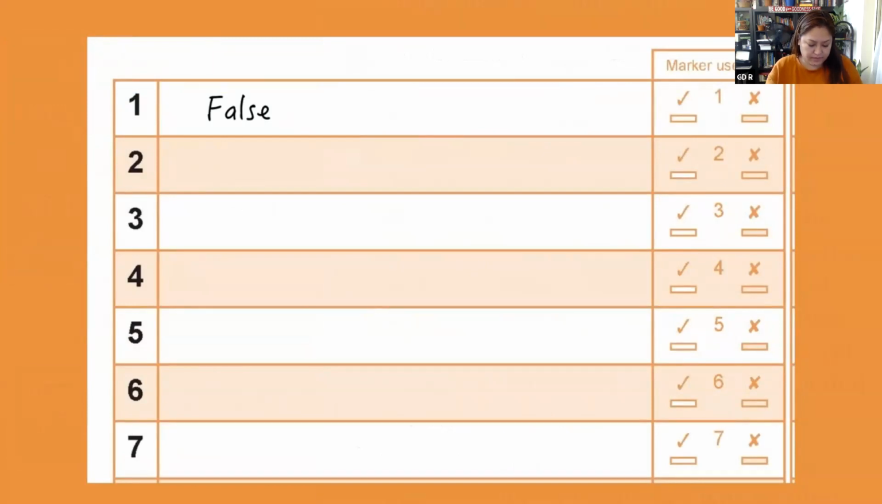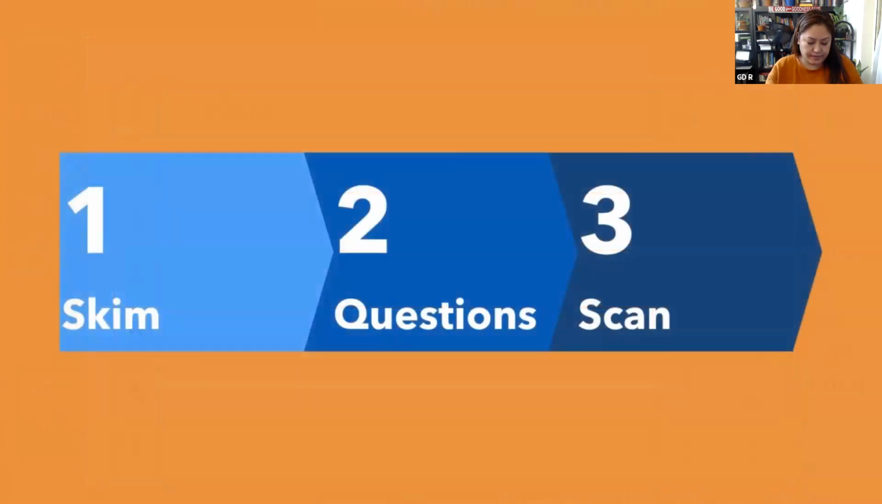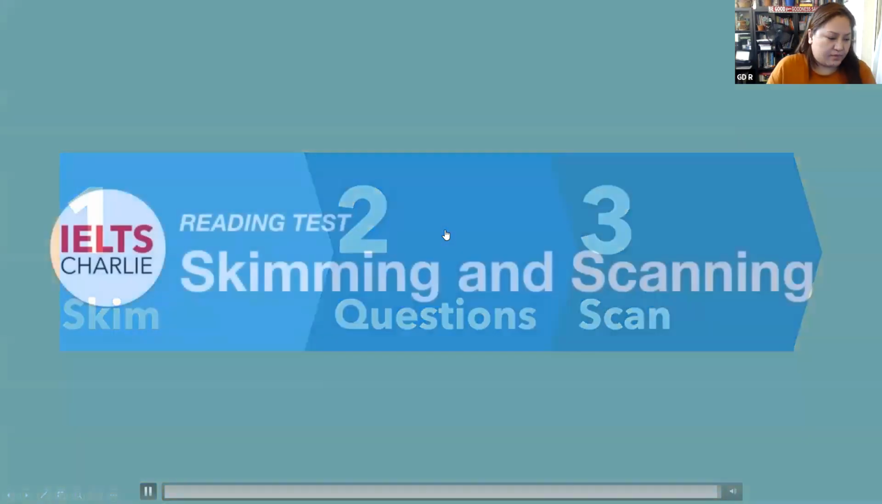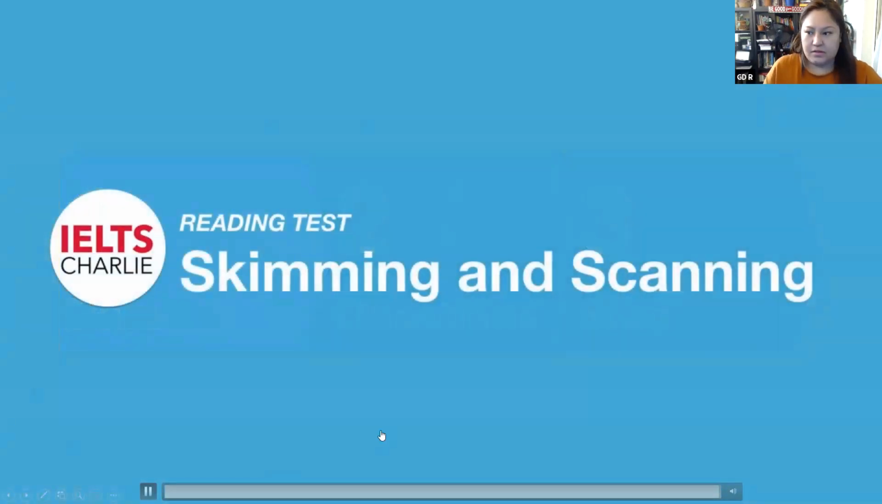Okay, so I've written down the answer on the answer sheet. So there you are. That's how you do it. You skim read, you look at the question, you analyze the question, and then you scan the text for the answer. You do not read word for word as you normally would. That's the strategy I always recommend students to follow. Skimming and scanning.